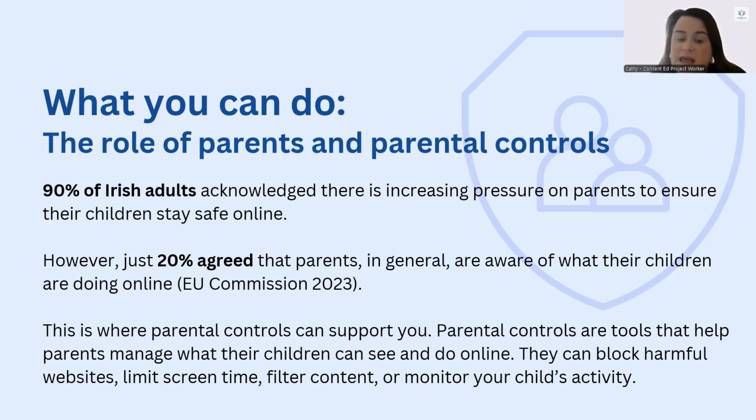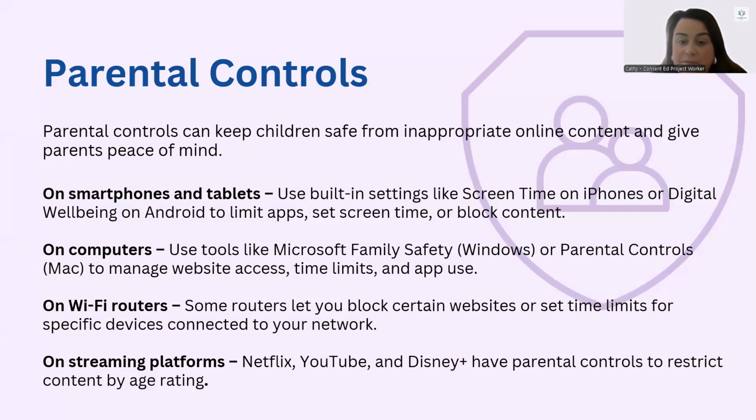Parental control is a tool that can help parents manage what their children see and do online and who they engage with. They can block harmful websites, limit screen time, filter the content that your child sees, and monitor your child's activity. There's a wide range of different parental controls and options available to you, dependent on your situation and what your need is. So, for example, on smartphones and tablets, there's built-in settings like Screen Time on iPhones and Digital Wellbeing on Android. You can set screen time and block content.